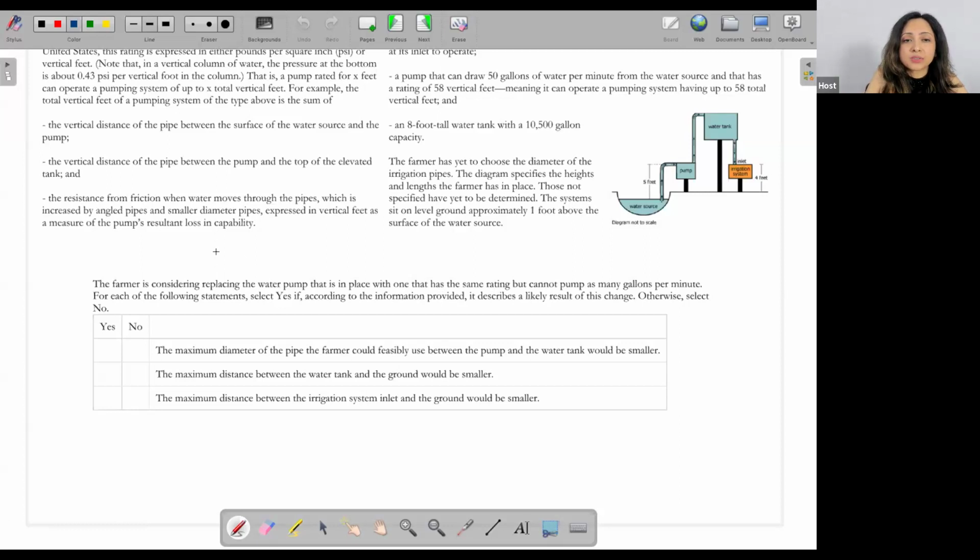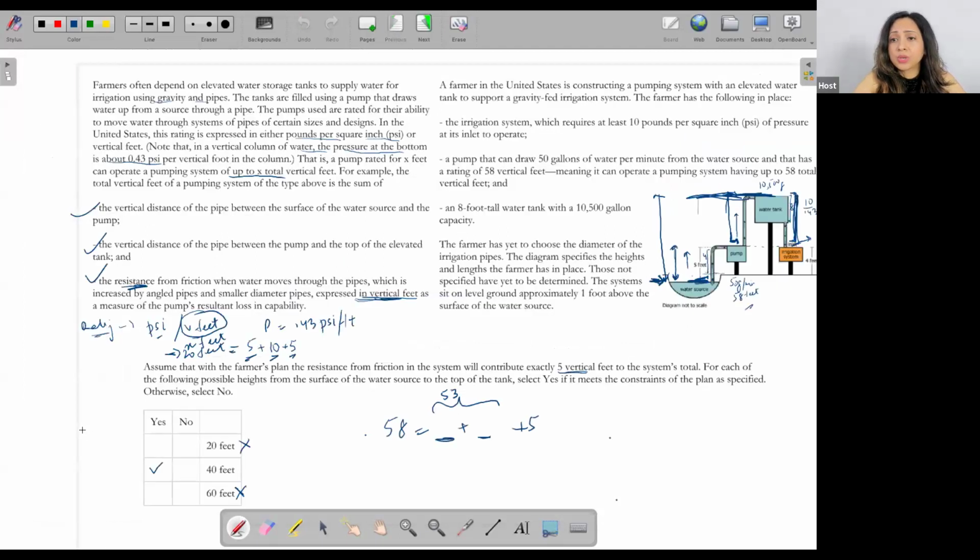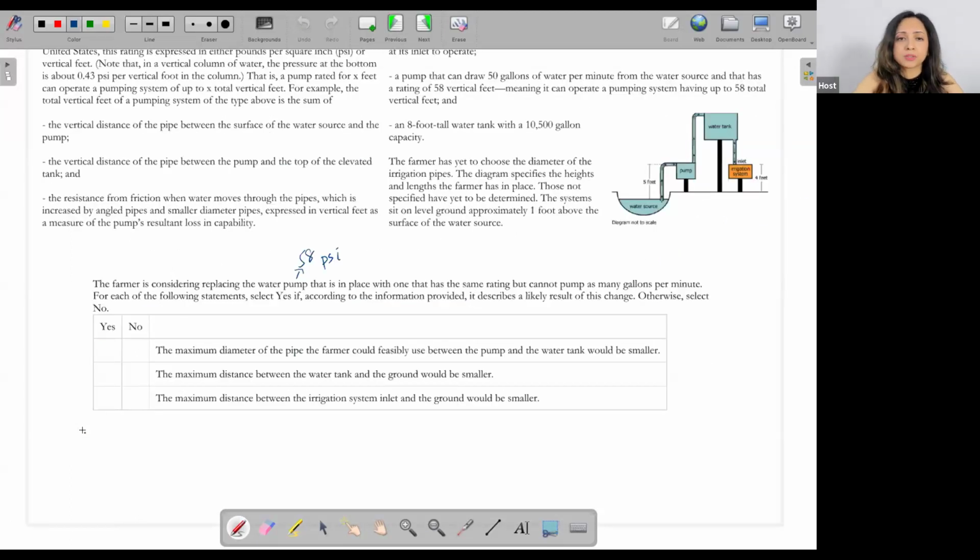The farmer is considering replacing the water pump that is in place. The one which is in place had a 58 psi rating, right? And also something about 50 gallons per minute, right? So we know two things about the pump. It's 50 gallons per minute, which is the water that it can pump up, and the rating is 58 psi.